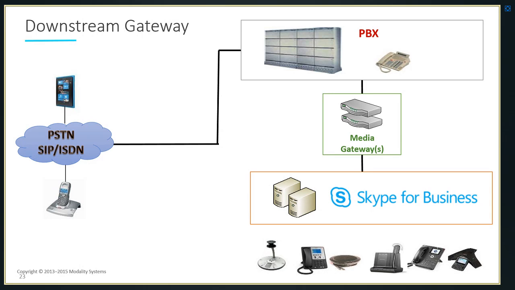In terms of the downstream deployment, what we mean by this is the media gateways are sat downstream of the PBX. So a call would come in from the PSTN. That PSTN call would then hit the PBX first, and then using routing within the PBX, that would either send the call to the legacy PBX phone, or it would send the call to the media gateways, where the media gateways would transcode that information, send it on to the Skype for Business server, and then on to the end Skype for Business client and user.